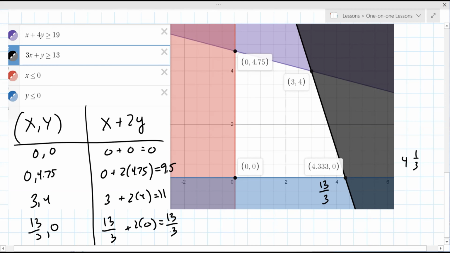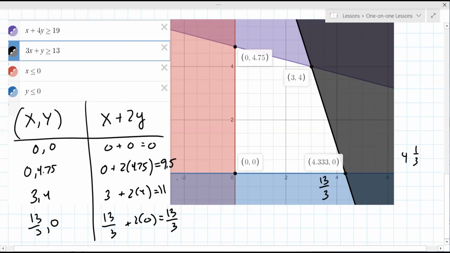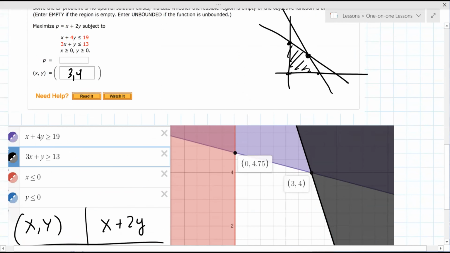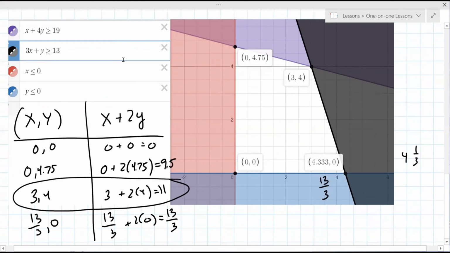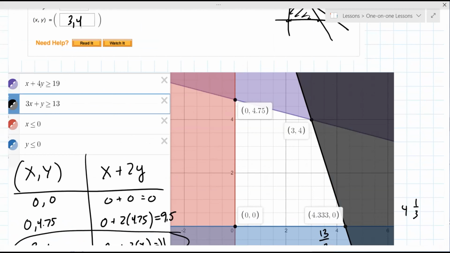So this one says to maximize, I think. So we're looking for the biggest number. That's here at 3, 4. Three comma 4, and it's, what was it, 11? Can't remember the numbers. Okay.